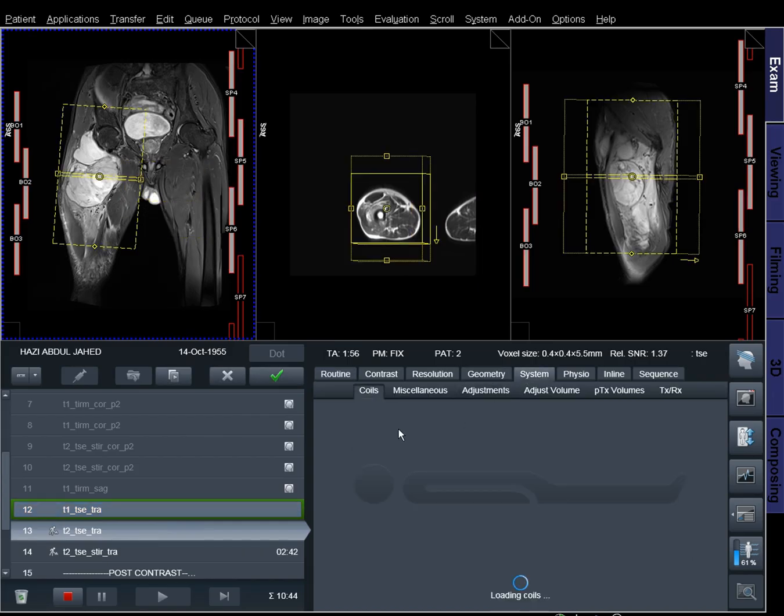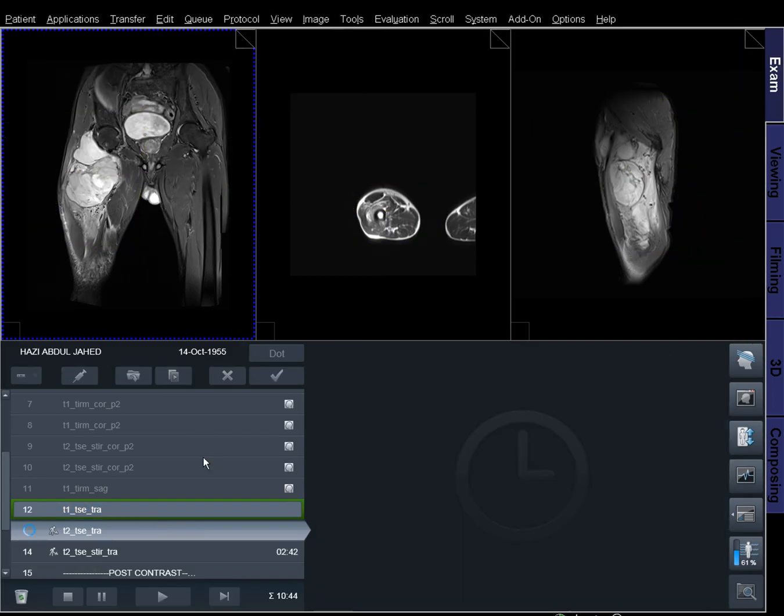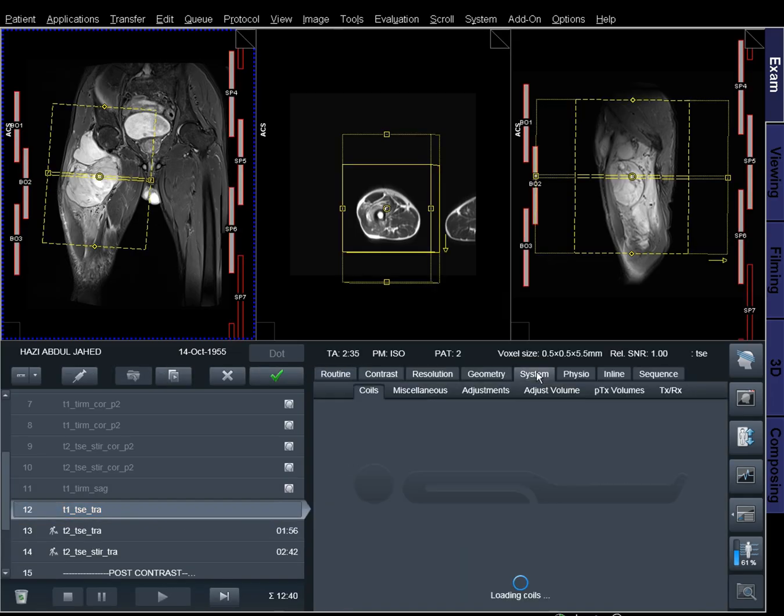The slices must be sufficient to cover the entire thigh from the hip joints down to the knee joints. In the case of localized pathology, focus the axial block solely on that specific area.